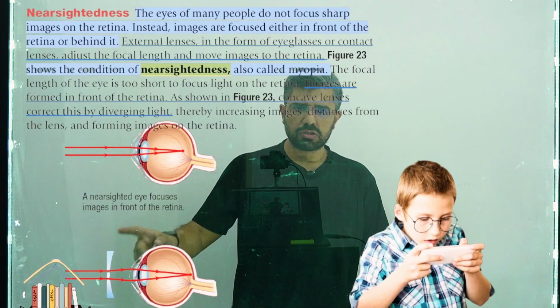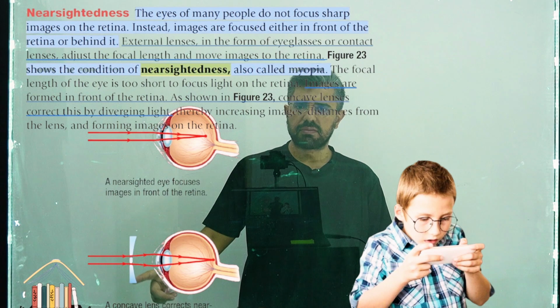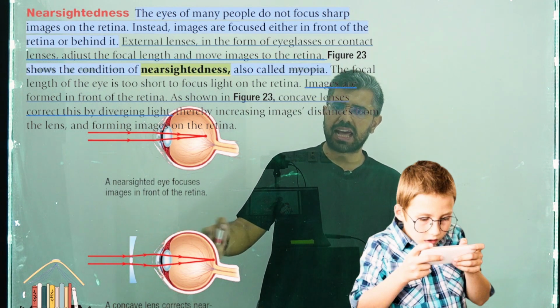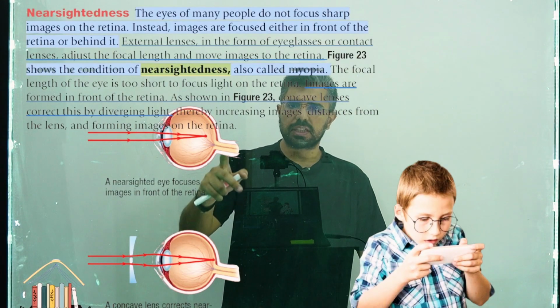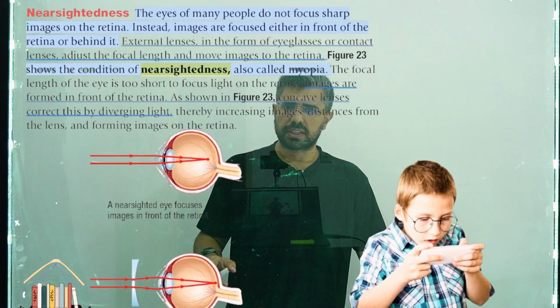So here again, to solve such a problem, we need a concave lens, just to push the rays to meet somewhere after the point where they already meet. All right, so that's for nearsightedness.